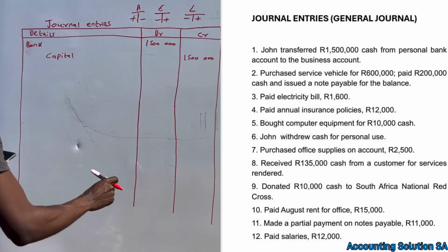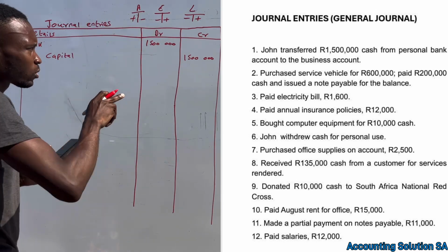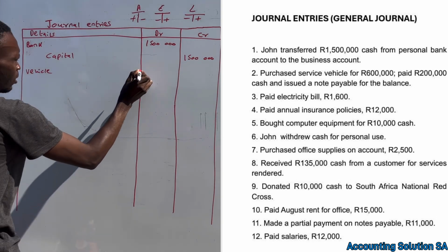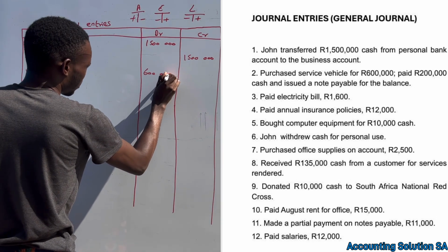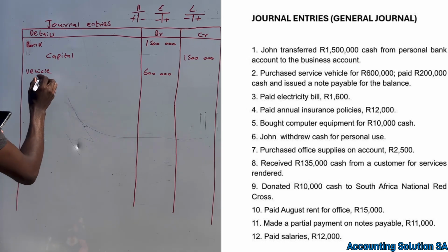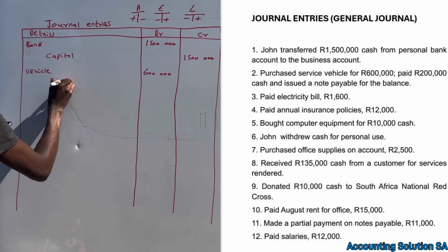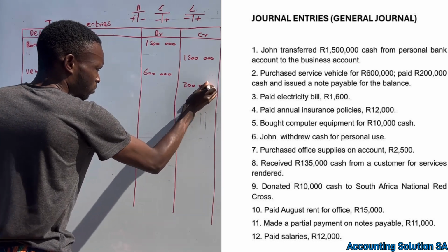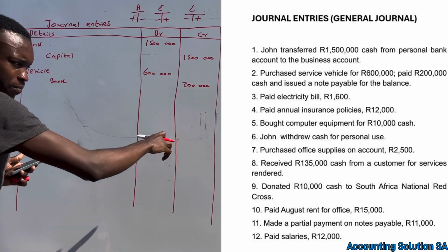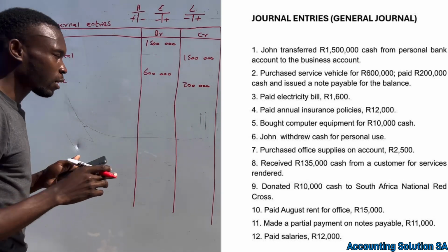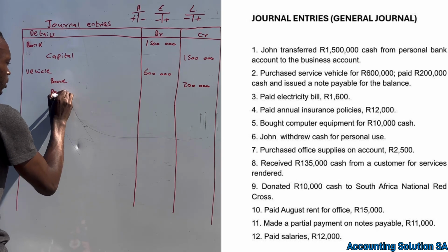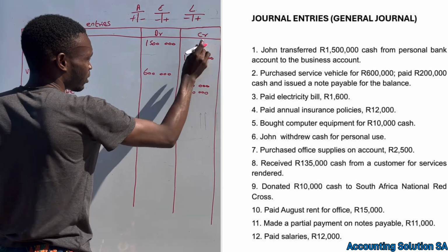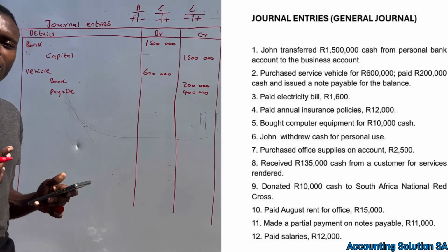Number 1, what do we need to do? We receive a vehicle, which means that our assets have increased, so we're going to debit vehicle, and the amount is 600,000. Then also note that we paid cash, which is bank. Our assets must decrease because we paid 200,000. And remember, the principle said this side must equal this side. So the remaining balance of payable, which is a liability, is going to be 400,000. Why do we credit liability? Because liability has increased. We haven't paid that amount.